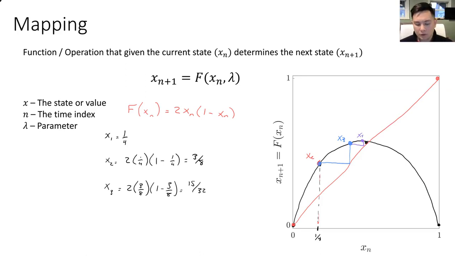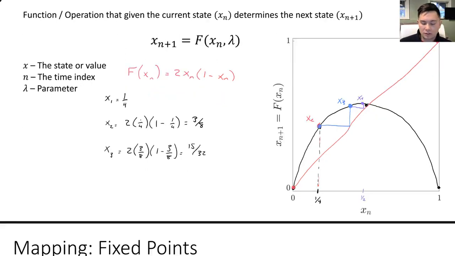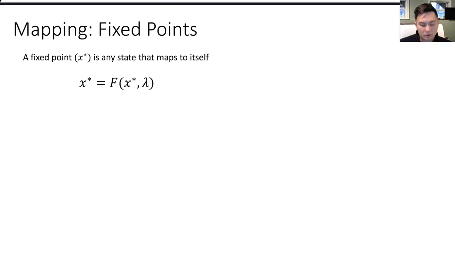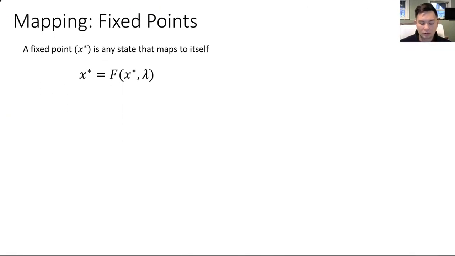But we notice a couple things. It seems that we've taken this initial position at 1/4, and we seem to be moving towards the position at a half. This lends itself to the idea of a fixed point. A fixed point, x star, is any state that maps to itself. So this is going to satisfy the function x star is equal to f of x star.